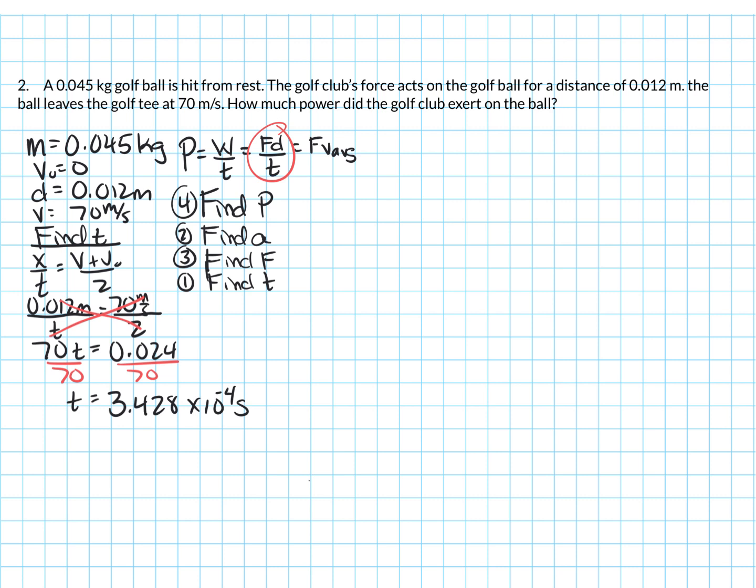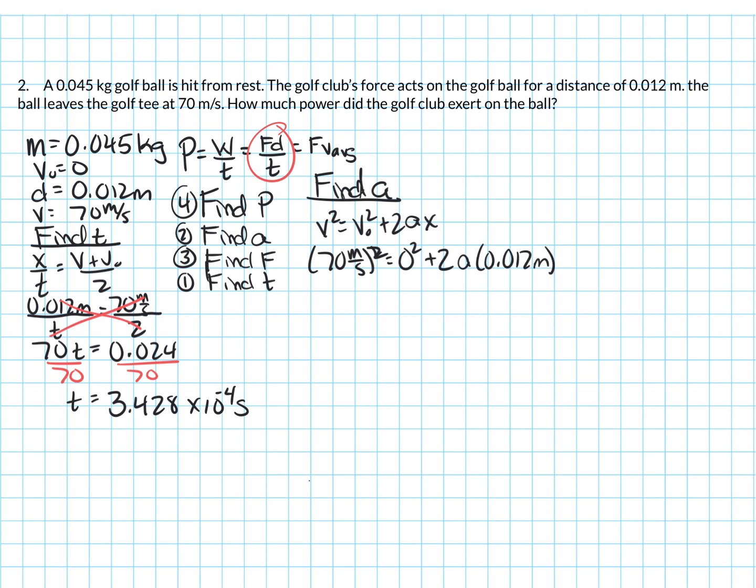Now I need to find the acceleration. I can find the acceleration with the time, but I'm going to try to find it without the time in case I made a mistake. So I'll make a little note up here. Find the acceleration. I'm going to use v squared equals v naught squared plus 2ax. So that'll be 70 meters per second squared equals 0 squared, I'll put that in there anyways, plus 2 times a, my variable I'm looking for, times my distance, 0.012 meters.